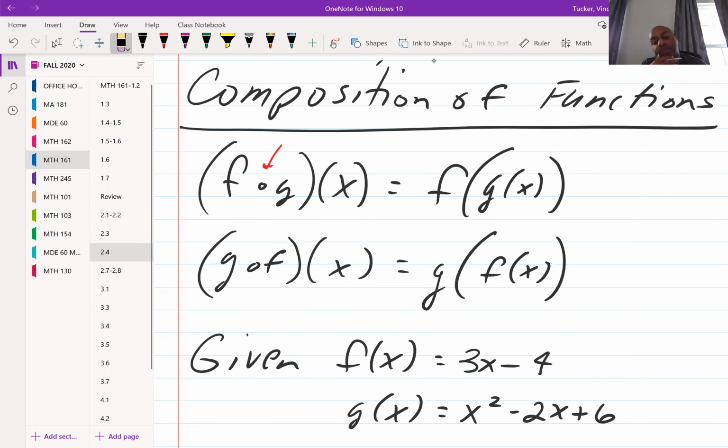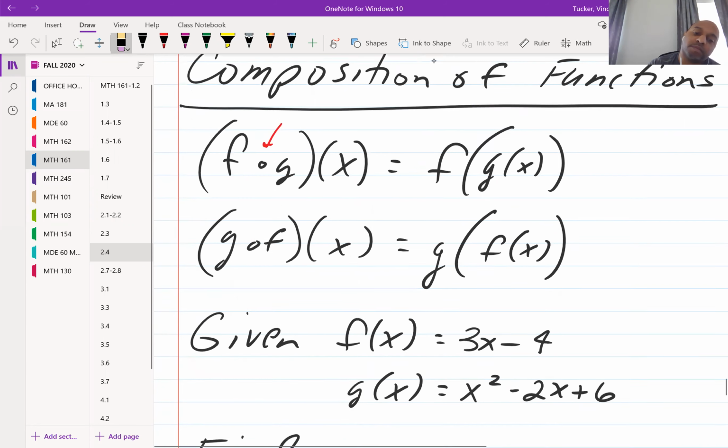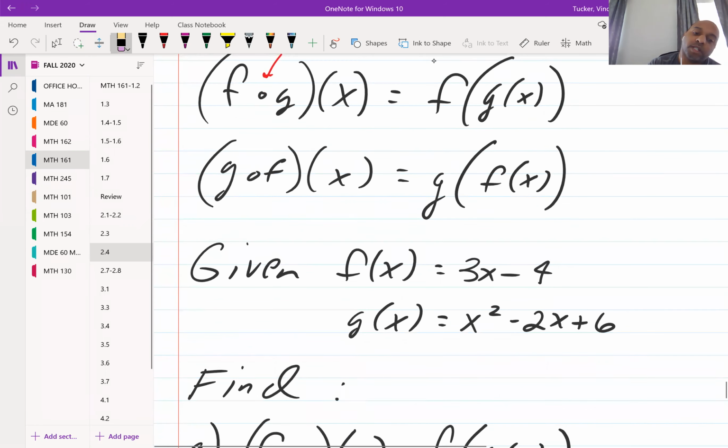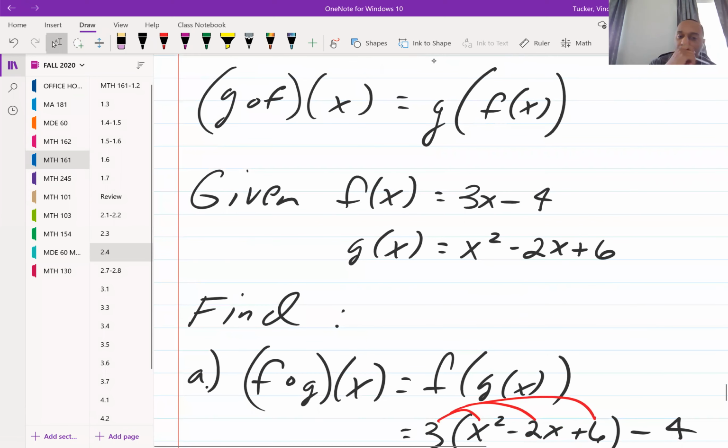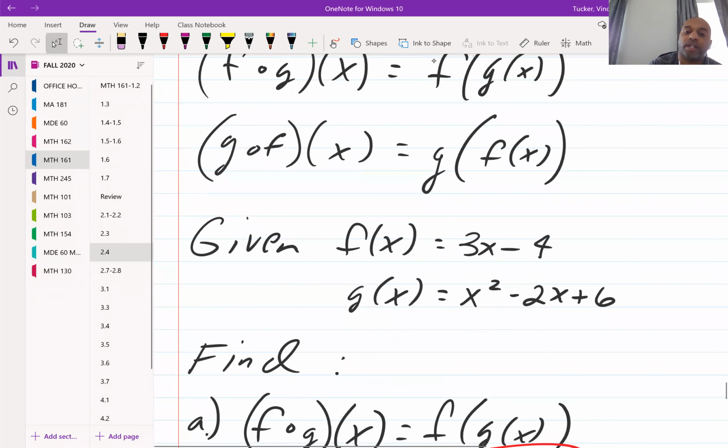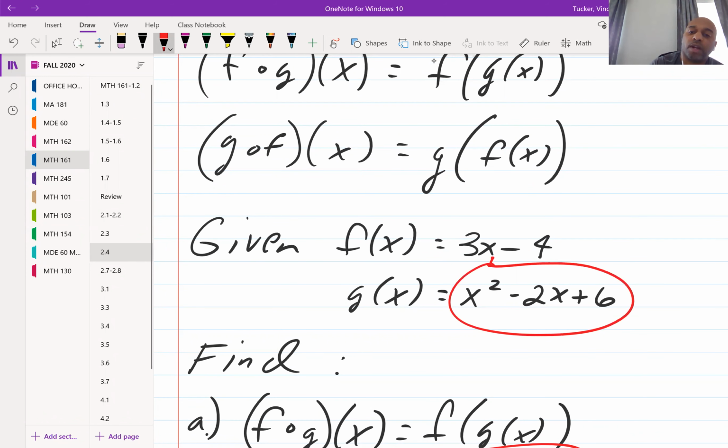So to give us our first, to give us our two functions, f of x being 3x minus 4, g of x being x squared minus 2x plus 6. And they ask us to find f of g of x. So that means I'm going to take this g function and plug it in where I see x.